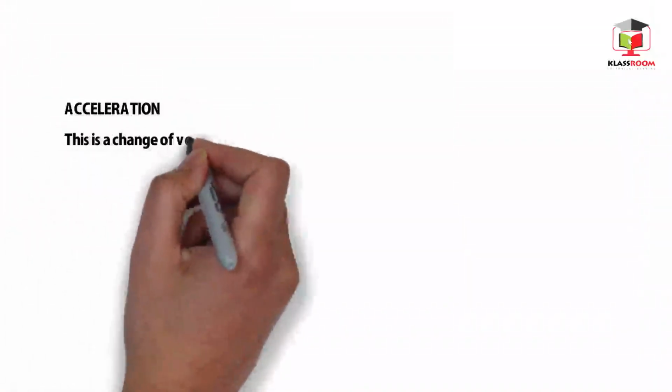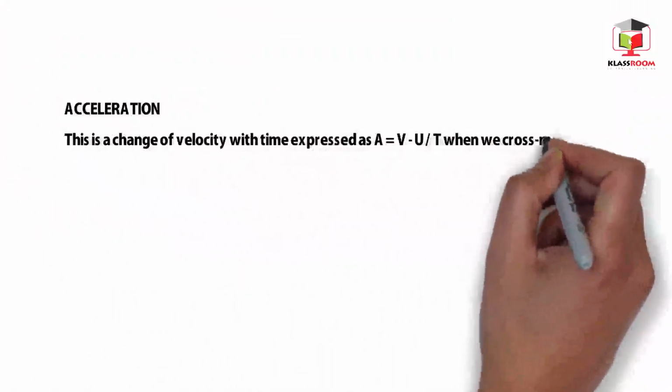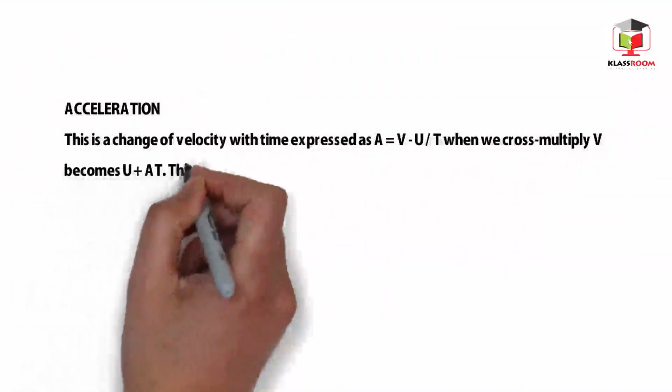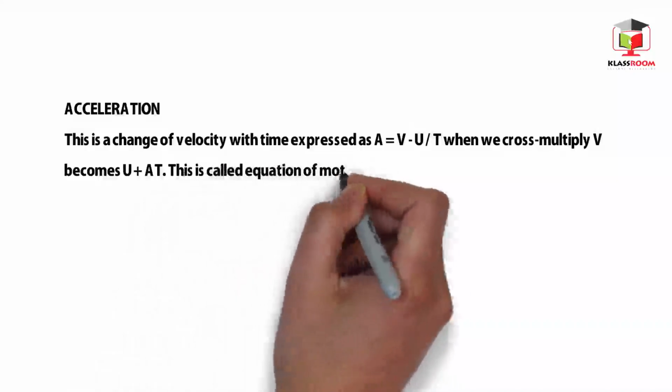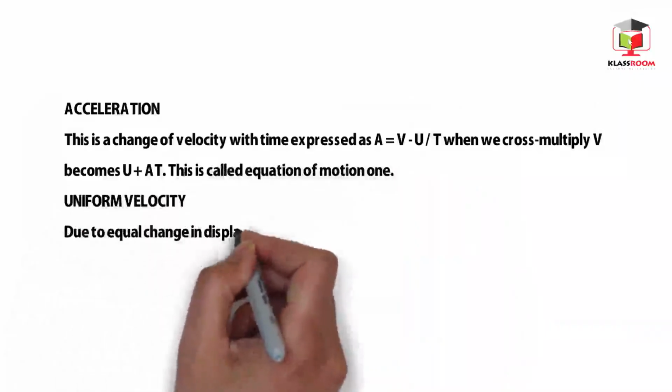Acceleration. This is the change of velocity with time, expressed as a equal to (v minus u) over t. When we cross multiply, v becomes u plus at. This is called equation of motion 1.